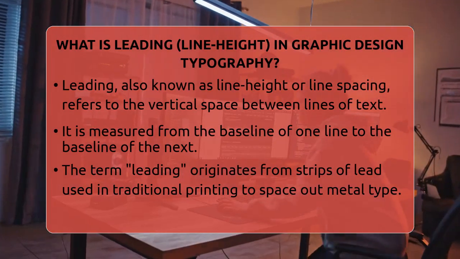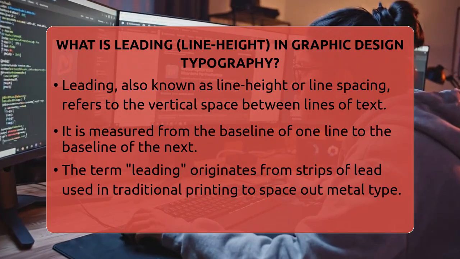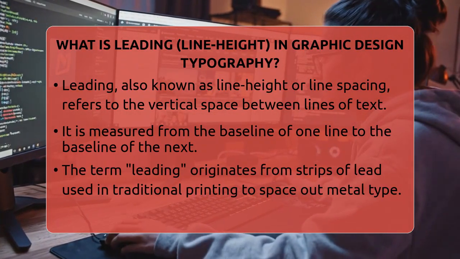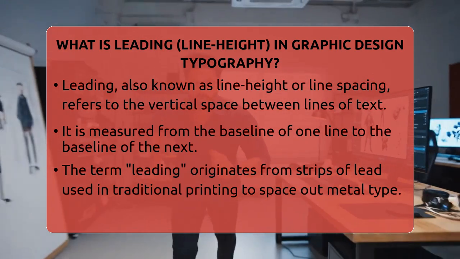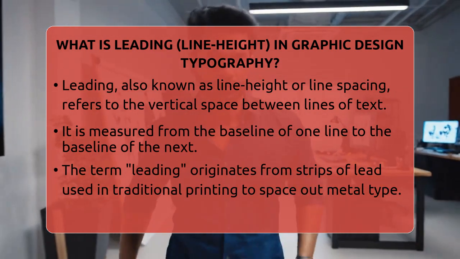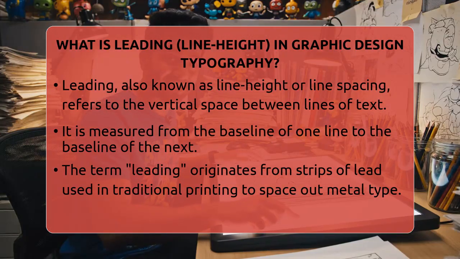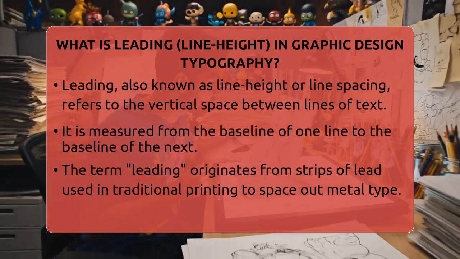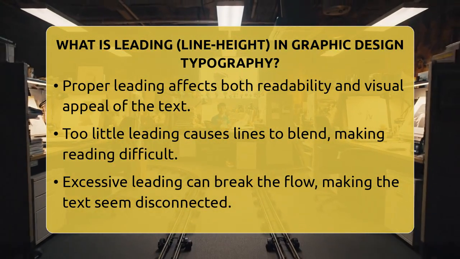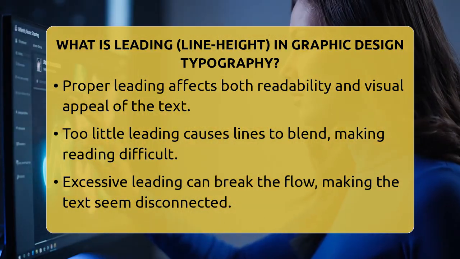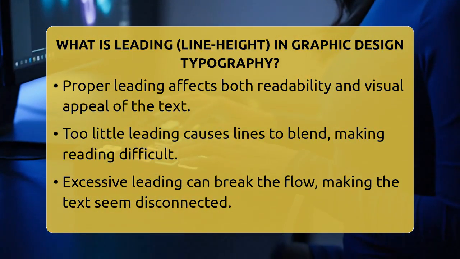Leading, also called line height or line spacing, is the vertical space between lines of text in a block of typography. It is measured from the baseline of one line to the baseline of the next line. The baseline is the imaginary line on which most characters sit. In traditional printing, the term leading comes from strips of lead used to space out lines of metal type. Even though digital design no longer uses physical lead, the term stuck around because the idea of controlling space remains the same.